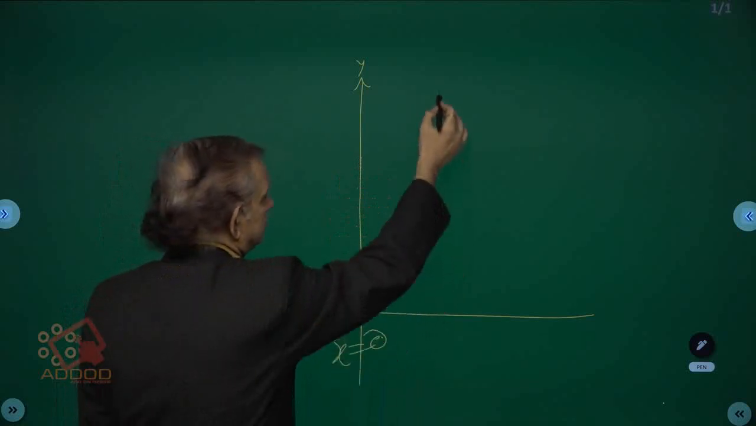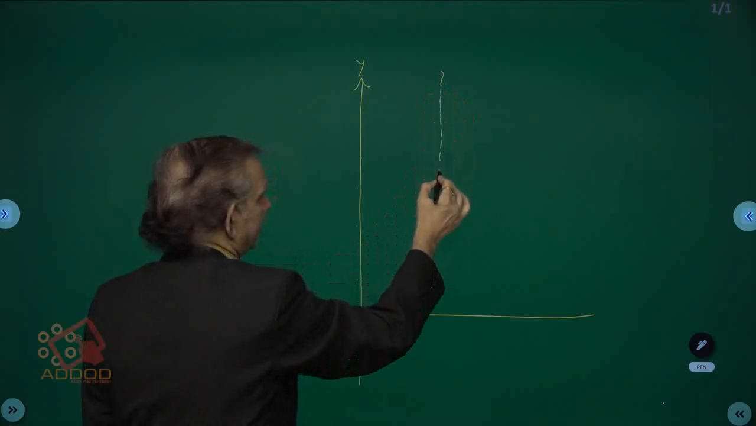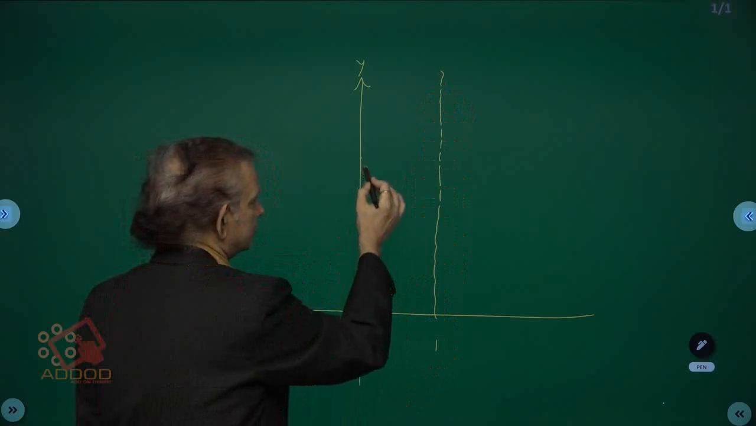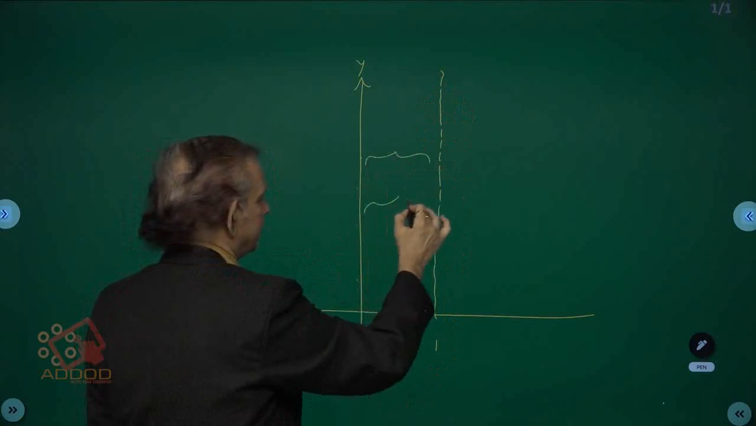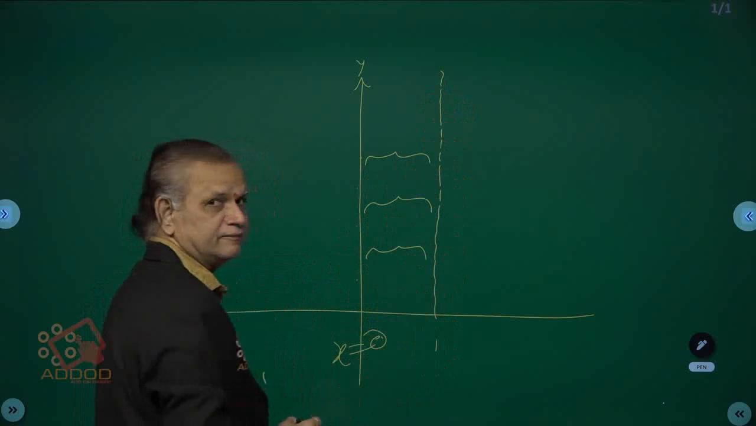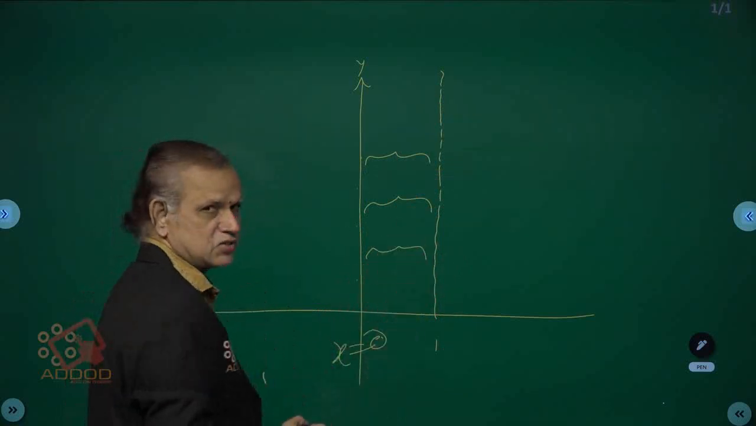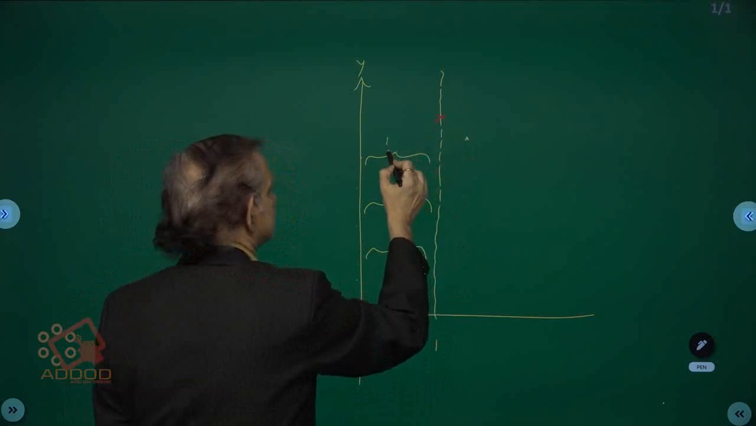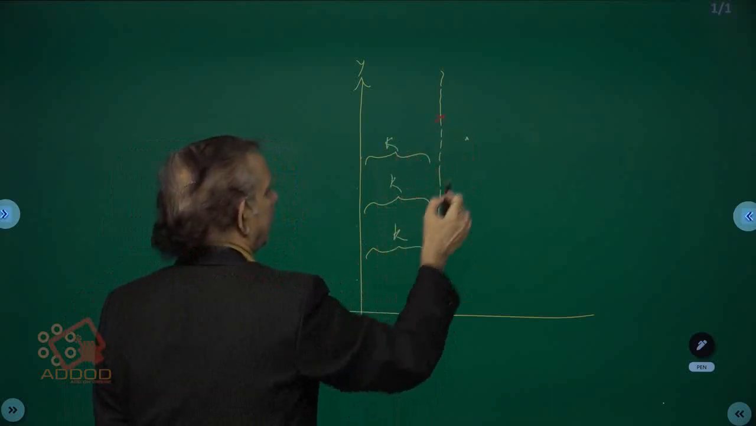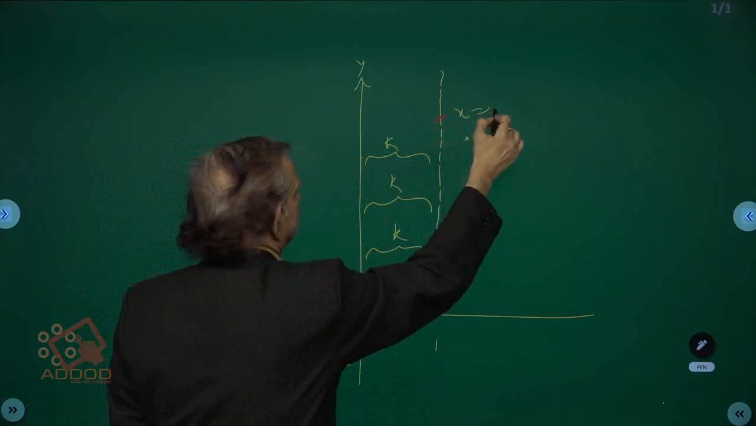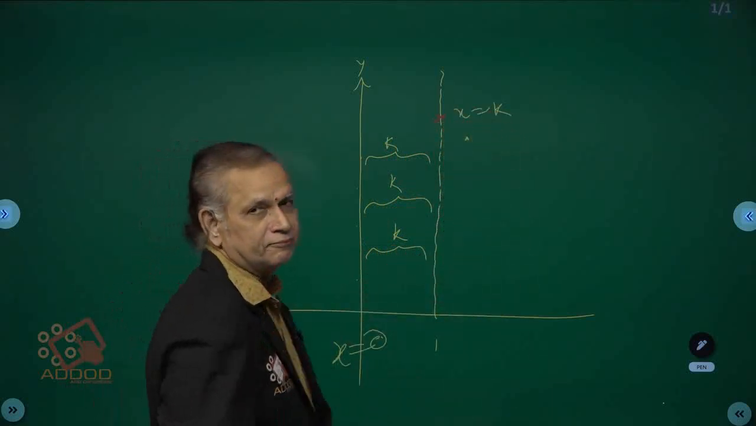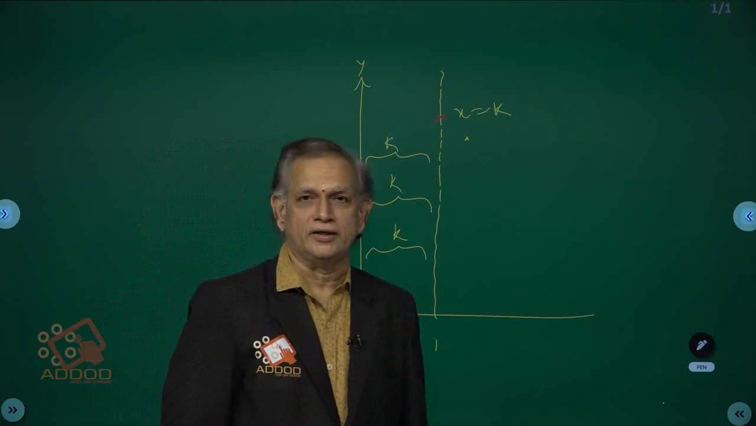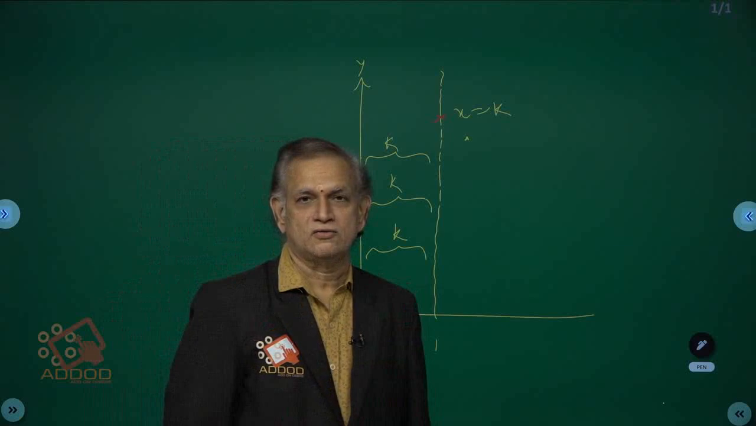Just move a distance and draw a line parallel to the y-axis. As it is parallel to the y-axis, this distance remains the same everywhere. This distance is nothing but the x-coordinate of every point. Hence, if this distance is k, the equation of this line is x equals k. So, x equals k is a vertical line, that is, a line parallel to the y-axis.